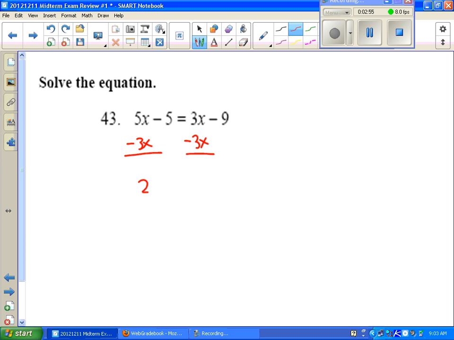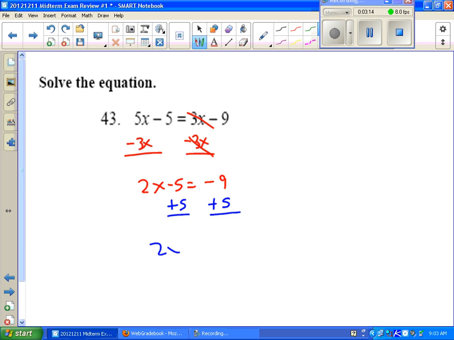5x minus 3x is 2x. Bring down your minus 5 equals, these two will cancel each other out. Don't forget your negative that goes with the 9. Your x's are all on the left side now, so move everything else, meaning minus 5, over to the opposite side. Undo minus 5 by adding 5. You add it to the left, you need to add it to the right side.